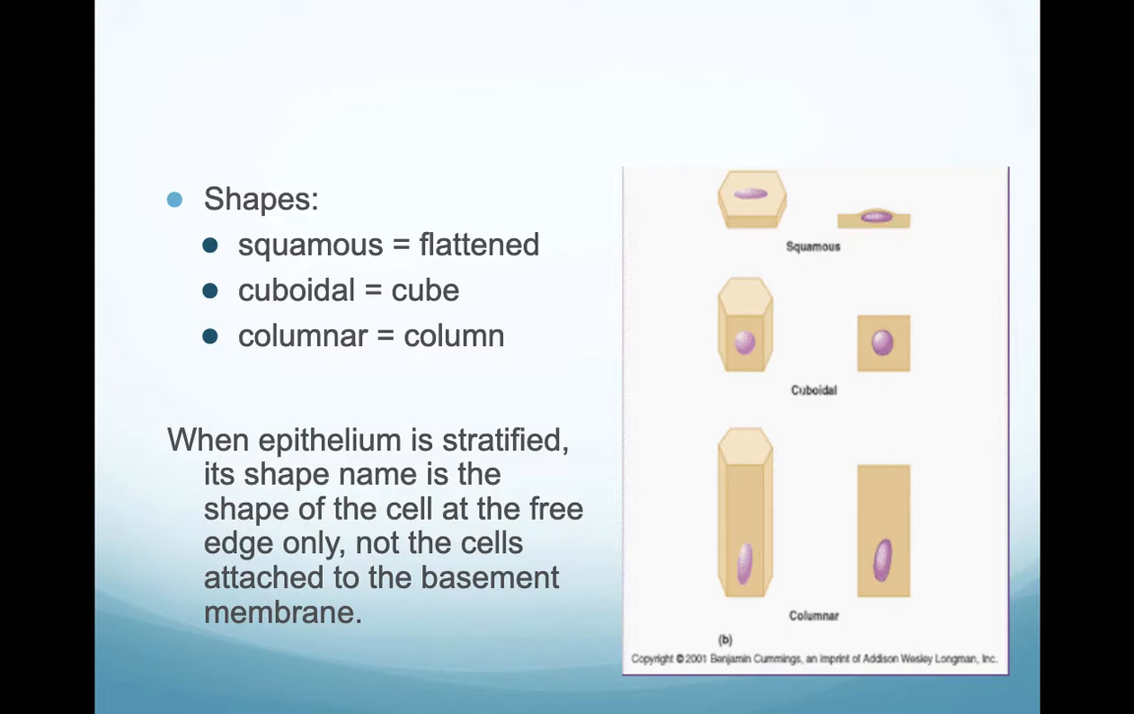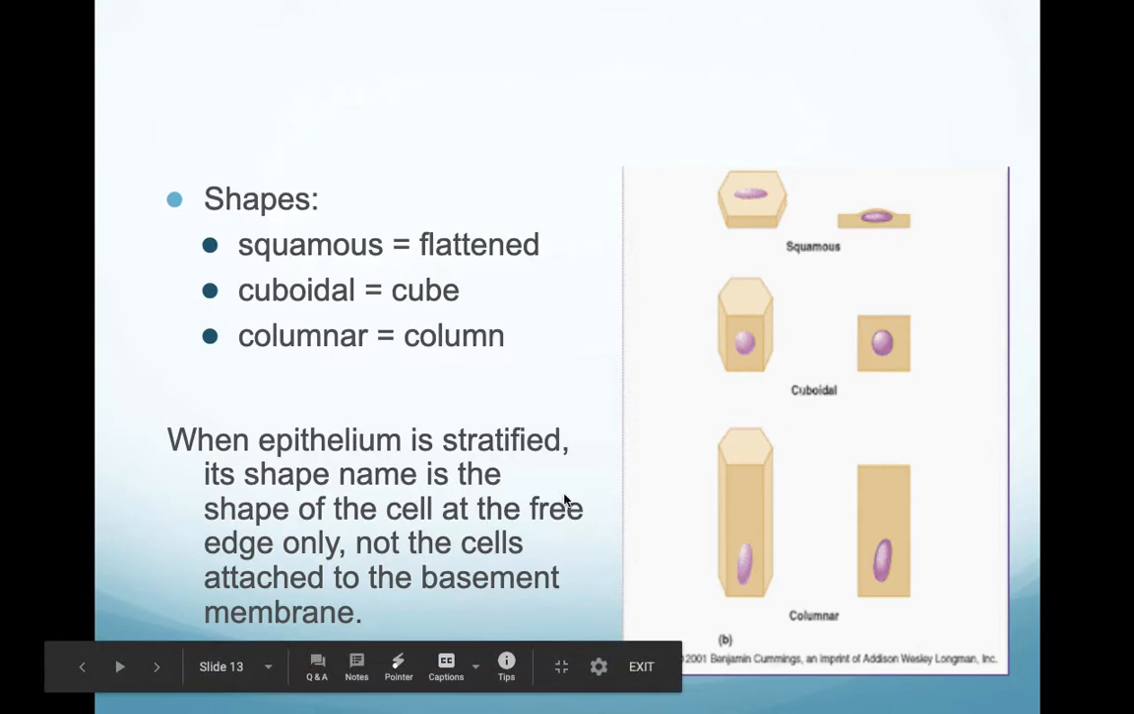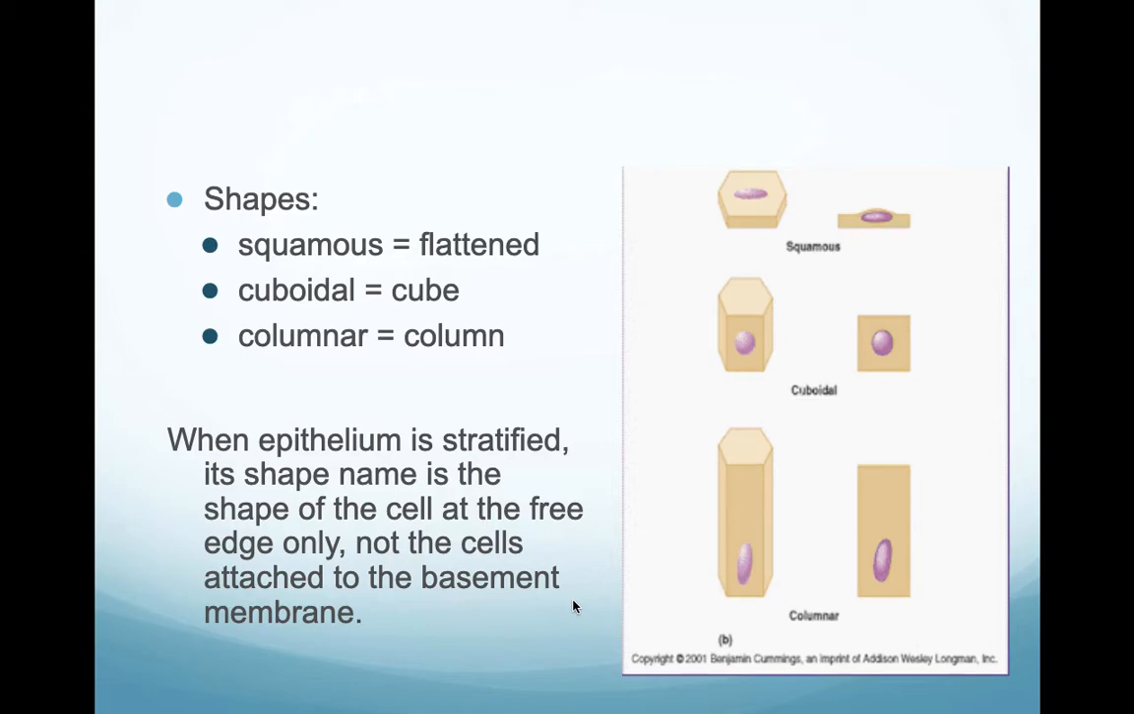So if I have a simple squamous tissue, simple tells me one layer, squamous tells me the cells are flattened, versus simple columnar is one layer and column-shaped cells. I can also have stratified squamous, stratified meaning multiple layers, and that the top layer is squished or flattened. Because if there are multiple layers, we name it by the top edge, that free edge, and we'll look at those as we go through.